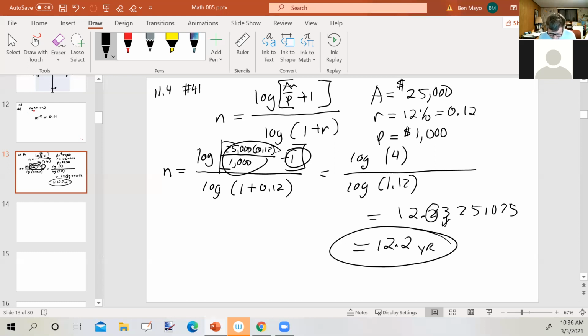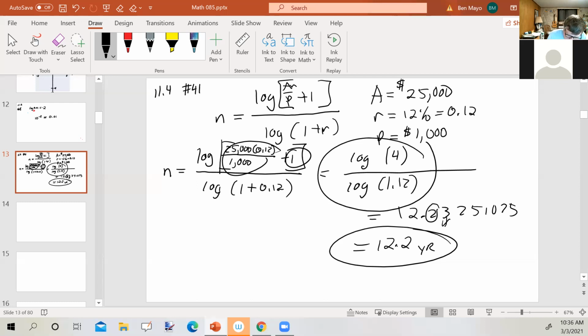I kind of got a little lost when you were explaining, but how did you get from log 4 divided by log 1.12? How did I get to that or from that? Or actually from that. Or how did you get the answer is basically what I'm asking. Okay. So you're okay to there?